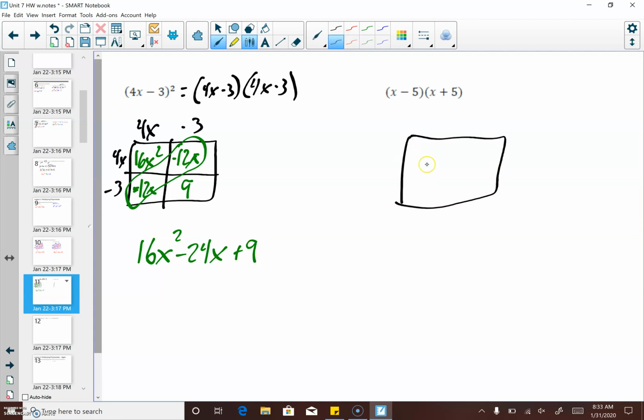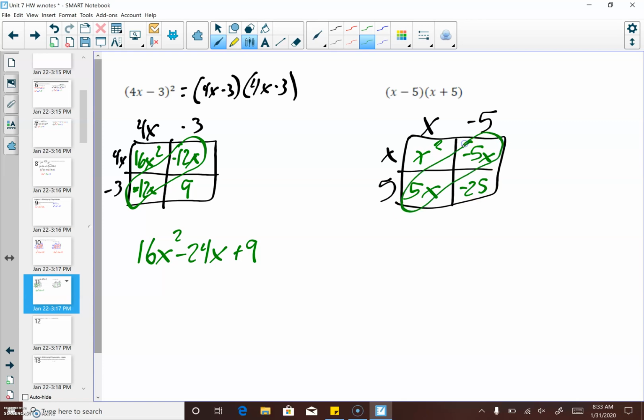So same thing over here, and we're going to see something a little bit different about this one. We have x and negative 5 and x and positive 5. X times x is x squared. X times negative 5 is negative 5x. X times 5 is 5x. And then 5 times negative 5 is negative 25.